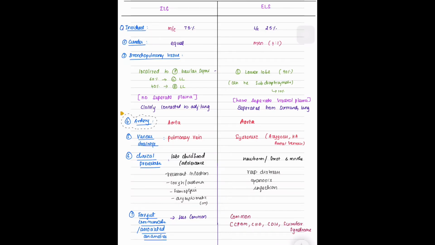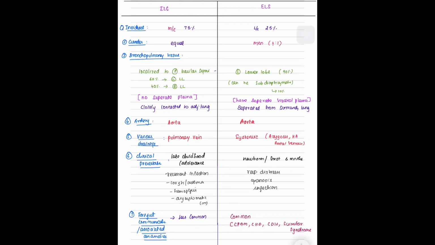Artery supply. Both intralobar and extralobar sequestration receive their blood supply from the systemic artery, that is, the aorta. The venous drainage of intralobar sequestration includes the pulmonary vein, whereas extralobar sequestration is drained via systemic veins like azygos, hemiazygos and the portal venous system.